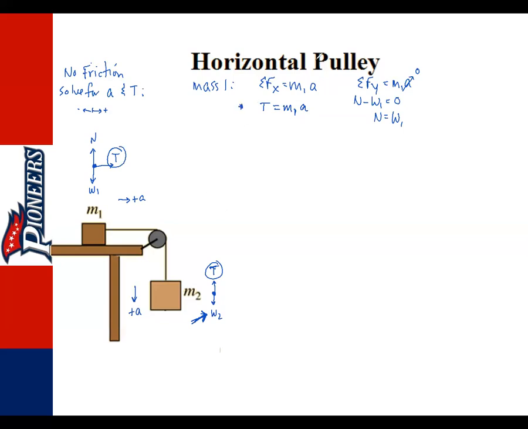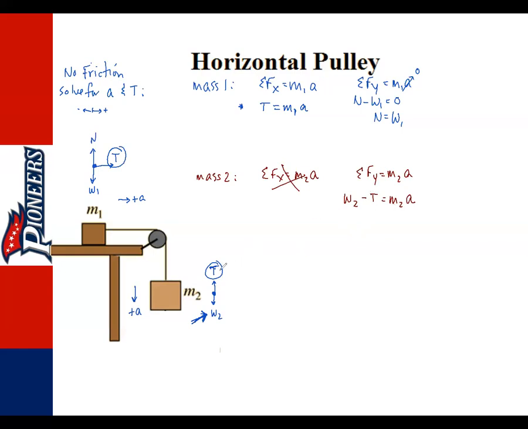Now I want to look at mass 2. The sum of the forces in the x equals M2A. Are there any x forces? No, we don't need that. How about in the y? Yes, the y is the deal for this one. And because I'm making down positive, W2 minus tension equals M2A.